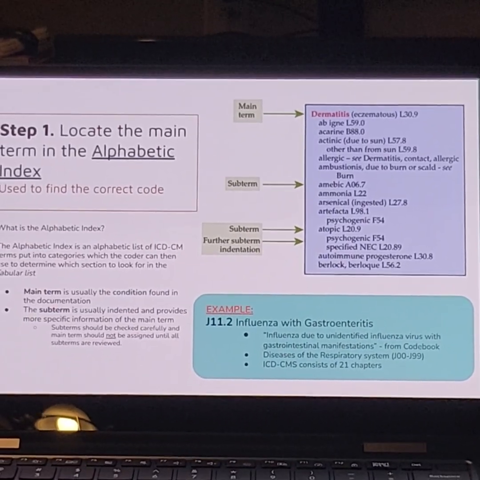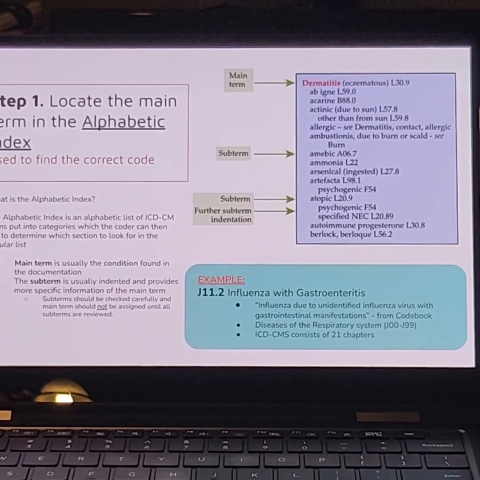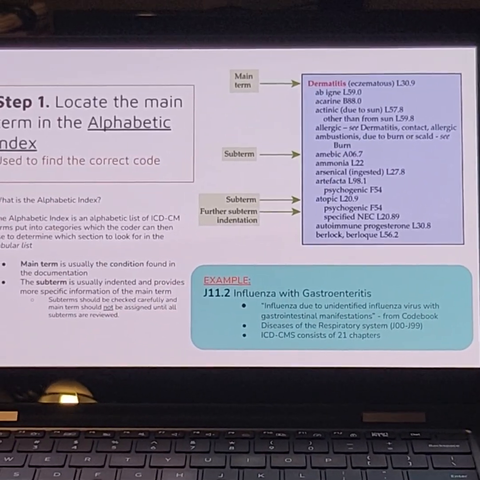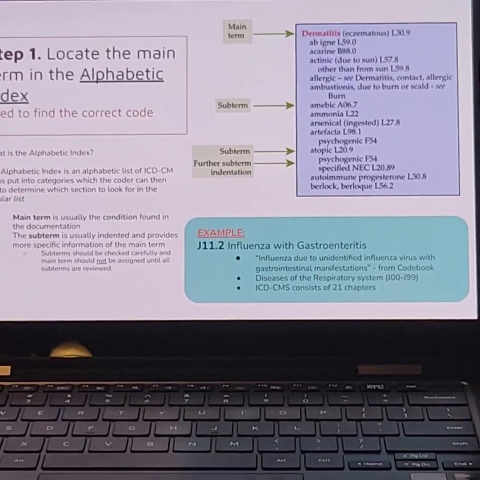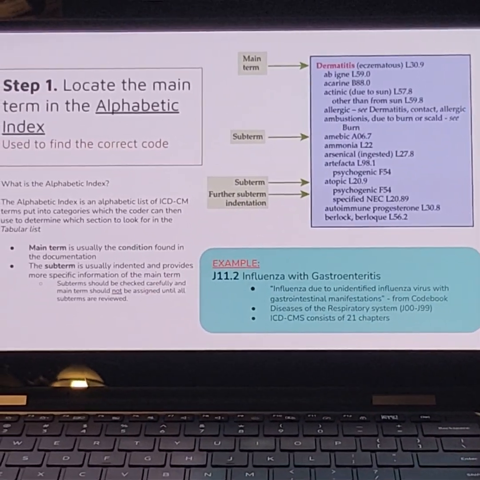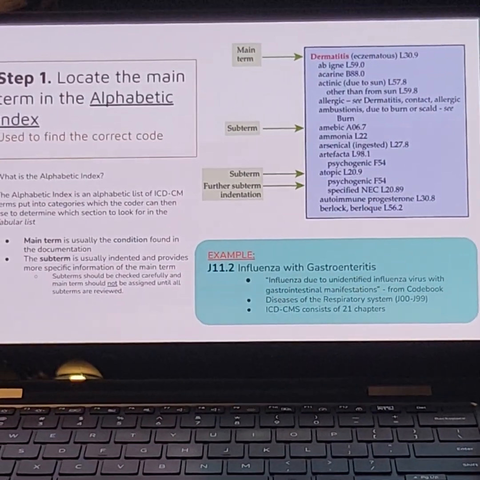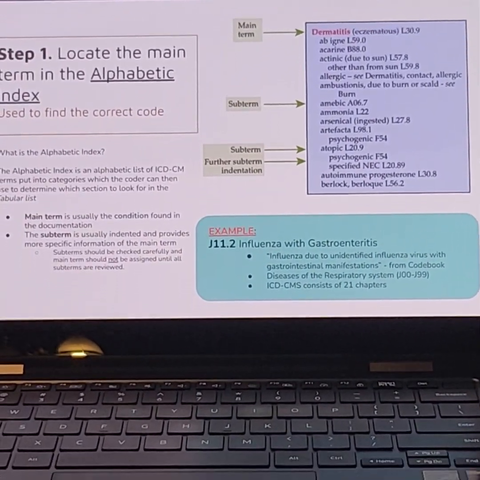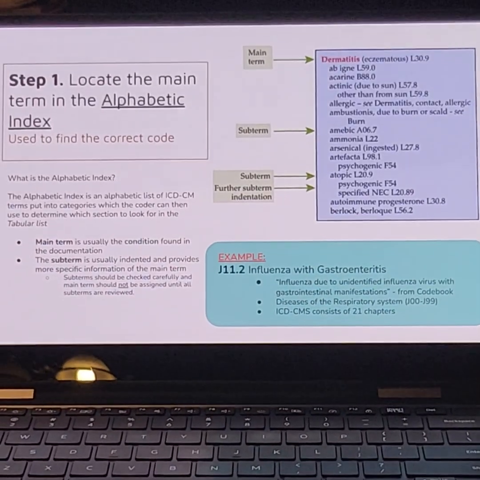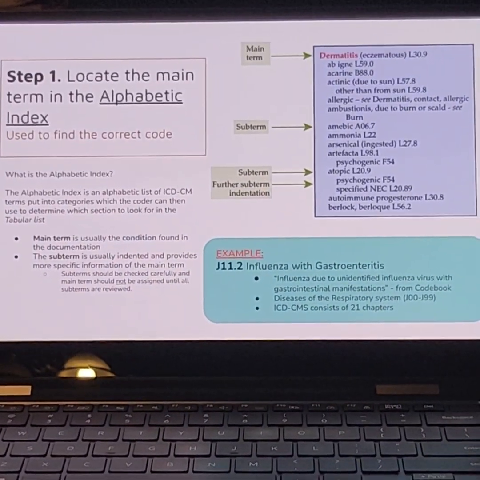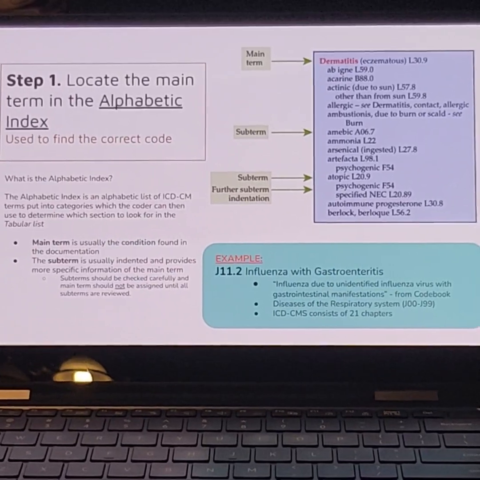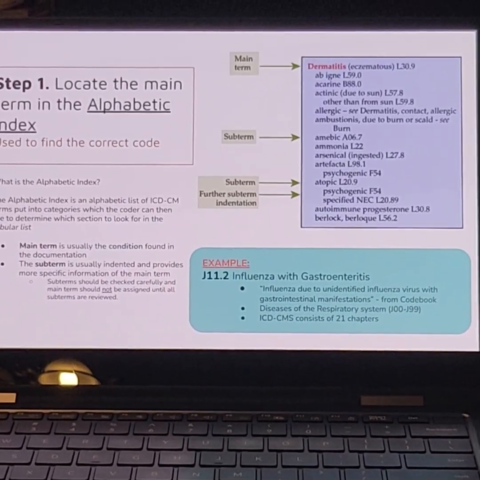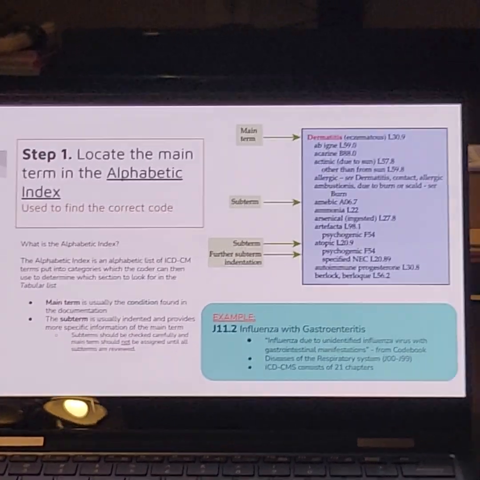So I'm using again the example with influenza with gastroenteritis. The main term would be influenza, and then you would go down and find a connecting word, which would be with, and then gastroenteritis, which would be a subterm. So that's mainly what the alphabetic index is, but you don't have the full description of what you're looking for yet. And you should never code with just the alphabetic index. You have to do first the alphabetic index, then the tabular list.